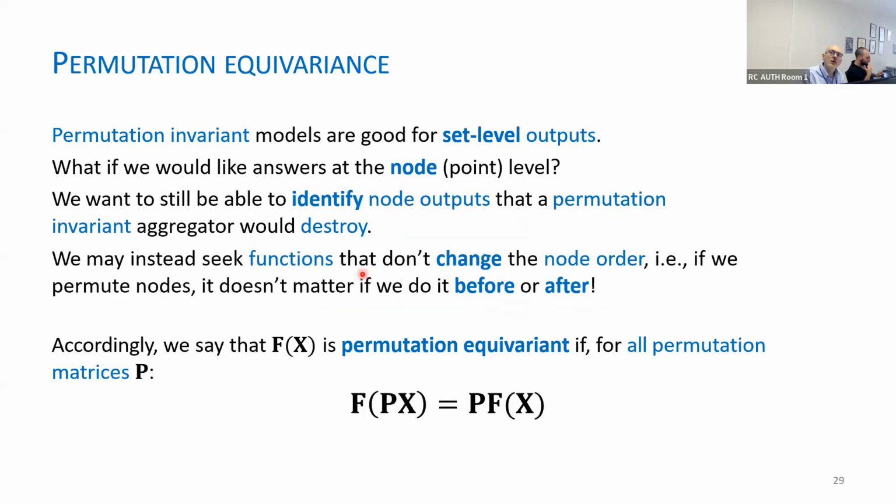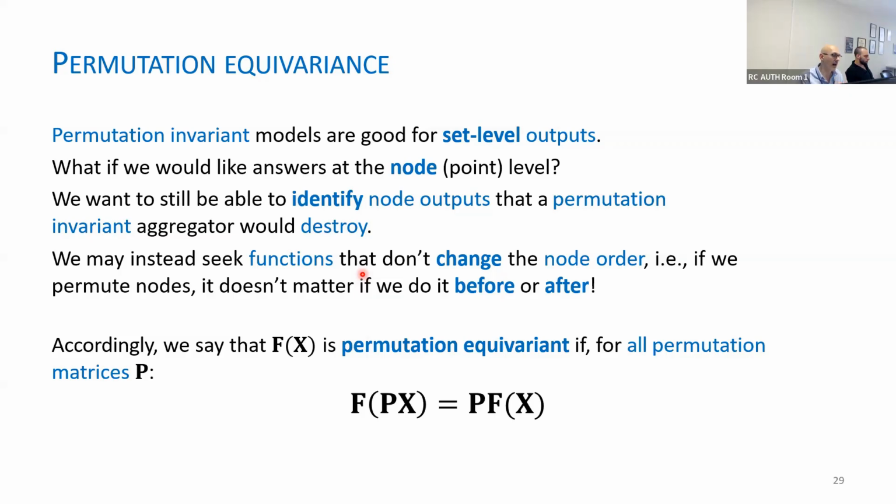As another important concept, we also have permutation equivariance. Both this concept of variance, invariance and equivariance, we will also find them for the case of graphs. Here the idea is that these permutation invariant models are good when we want to extract, to derive, to learn something at the global level, the set level.